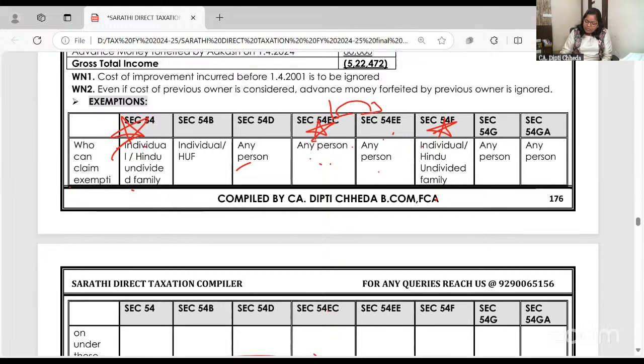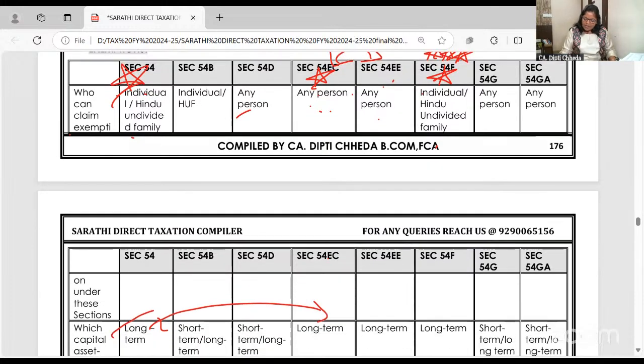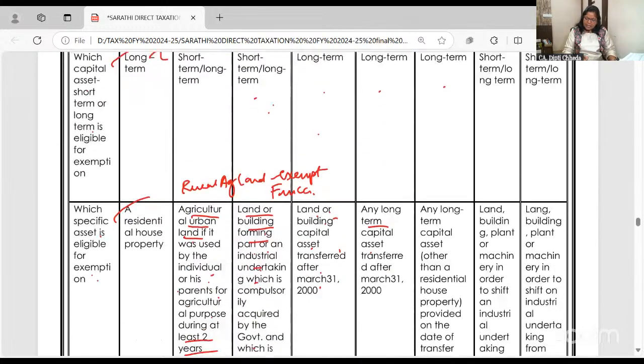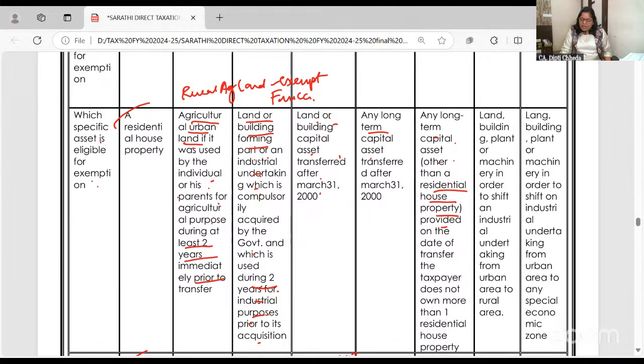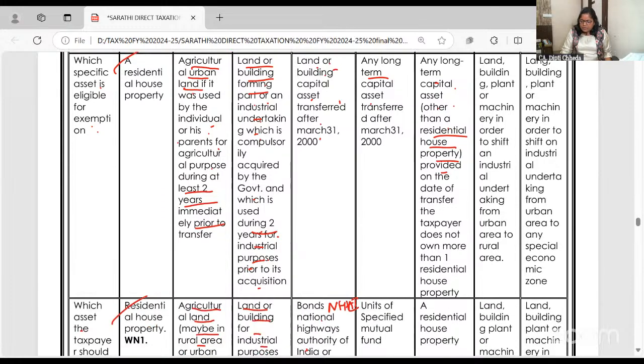mutual funds. 54F is different, it is the most different. Yeah, why? Let us see. Individual and HUF, long-term capital asset, any long-term capital asset other than house. 54F is saying you sell anything other than house. So you can sell open plot, you can sell necklace, you can sell diamond, you can sell any of the jewelry, but not house. On the date of transfer, the taxpayer should not own more than one house.